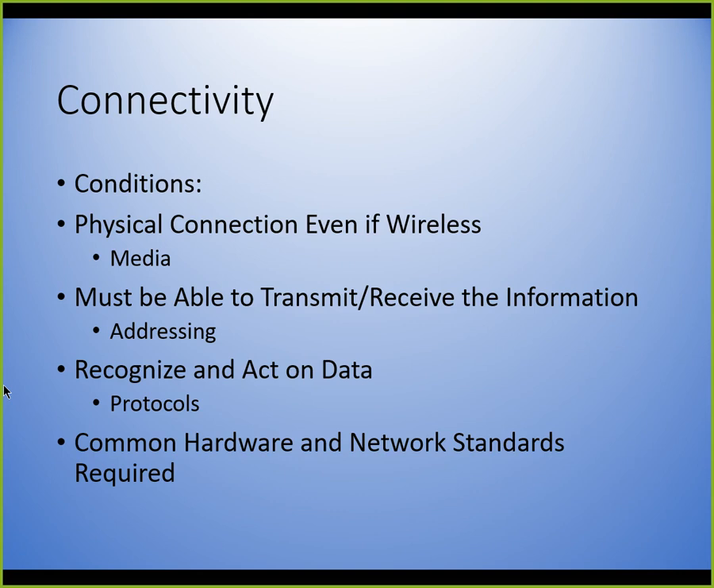Able to transmit and receive information, we have to have an address, some way to get to or some place to go to this thing. And then we have to recognize and act on the data. We have to have a language, and the language is going to be the protocol. So we have to have something that we want to get, and somebody's got to have it. We got to have some sort of connection to get there. Could be a piece of fiber, could be a piece of copper, could be a wireless.